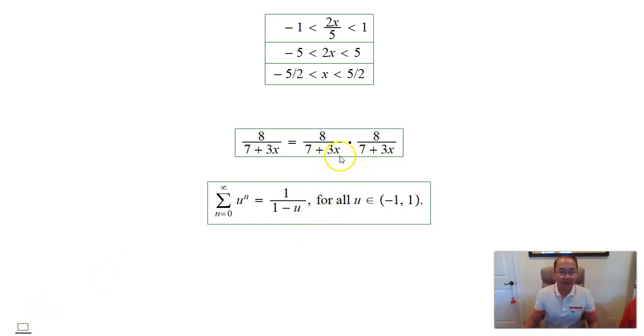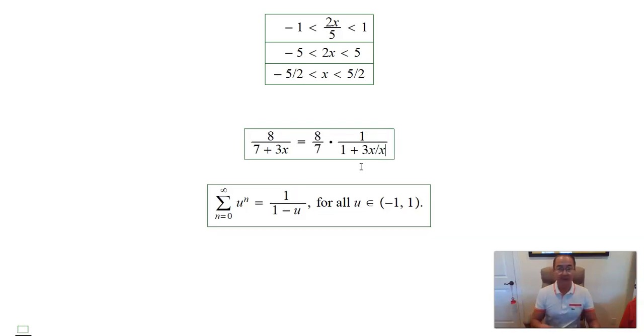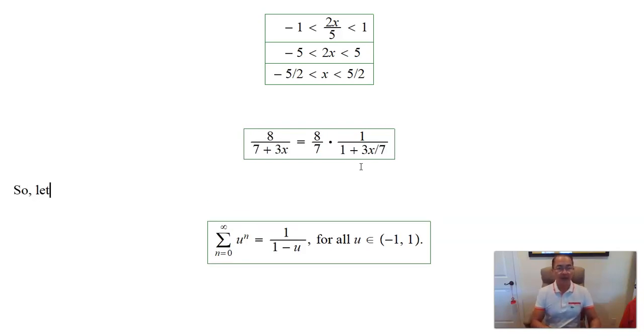You're back. So we divide out the 7. That's now a 1. That's now a 1. 3x over 7. Over 7. So we want a 1 minus u though. So let u be negative 3x over 7 this time.